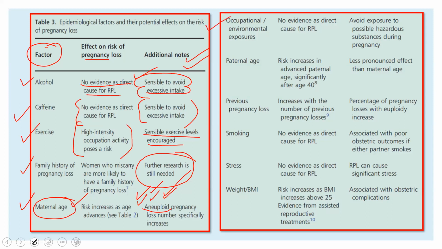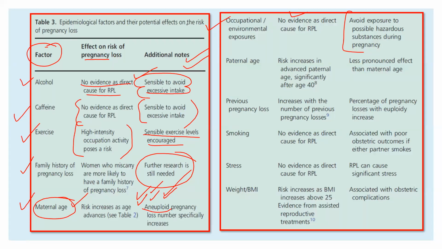Then comes occupational and environmental exposure. They say there is no evidence of it as a direct cause of recurrent pregnancy loss. However, you have to avoid exposure to possible hazardous substances during pregnancy. All right. Yeah, trisomy or monosomy. Very good, Dr. Shams. All right. So basically, aneuploidy is either addition or subtraction, right?